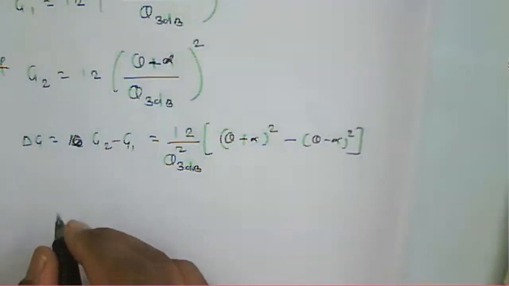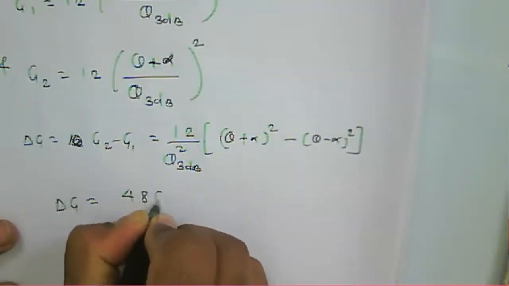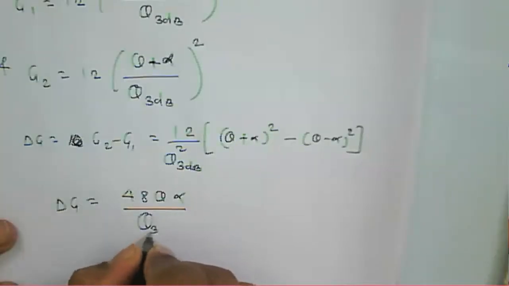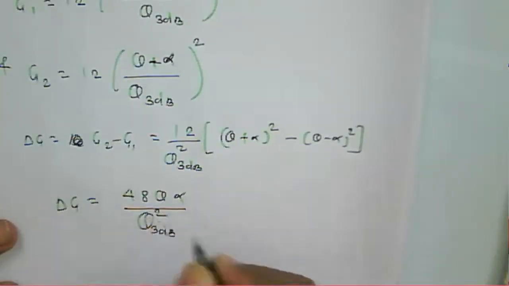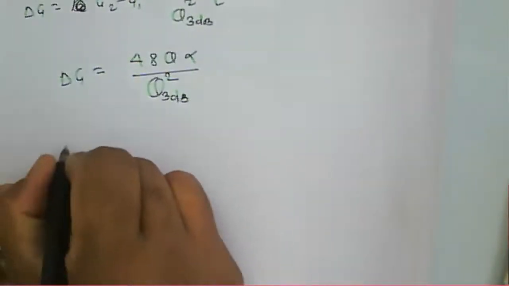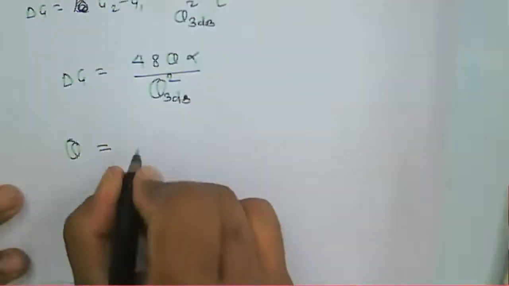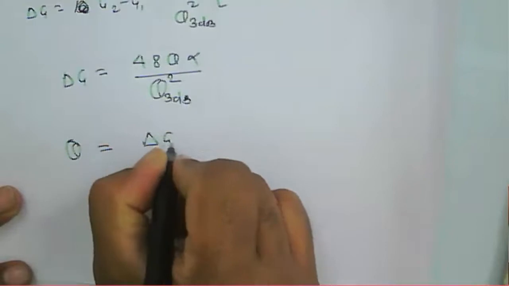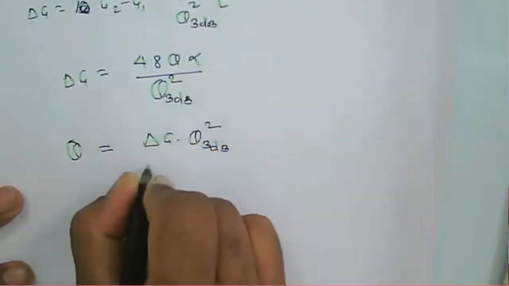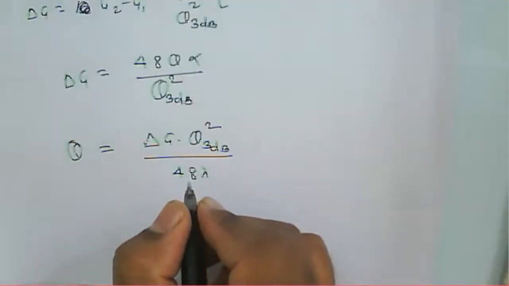And after solving that, we'll get that delta G is equal to 48 theta alpha, that squint angle, over theta 3 dB square. Or you can say that a small deflection angle theta from the satellite axis position will be delta G into theta 3 dB square by 48 alpha.